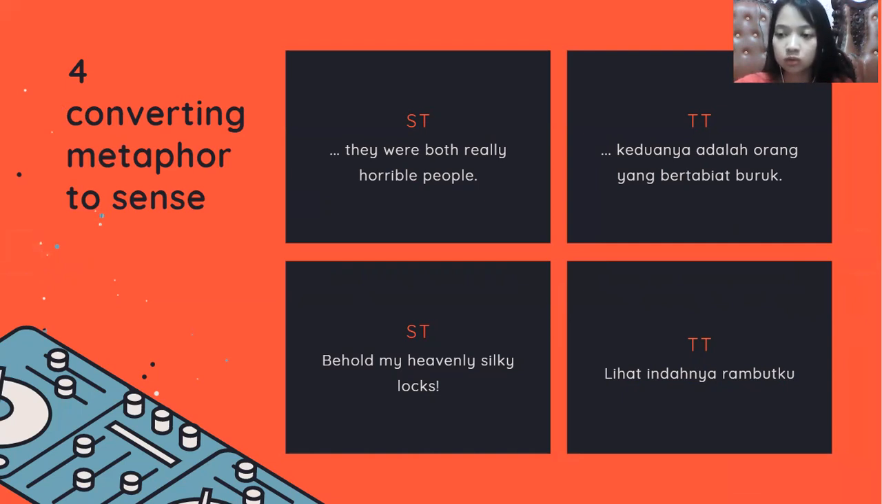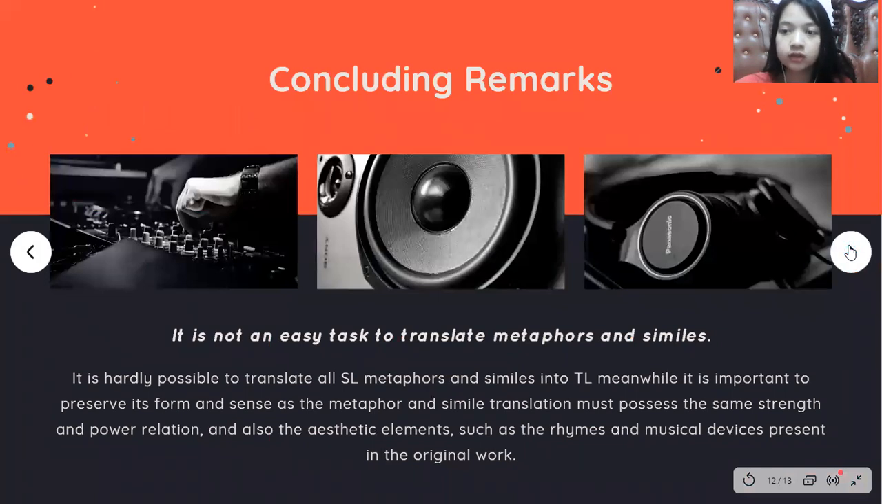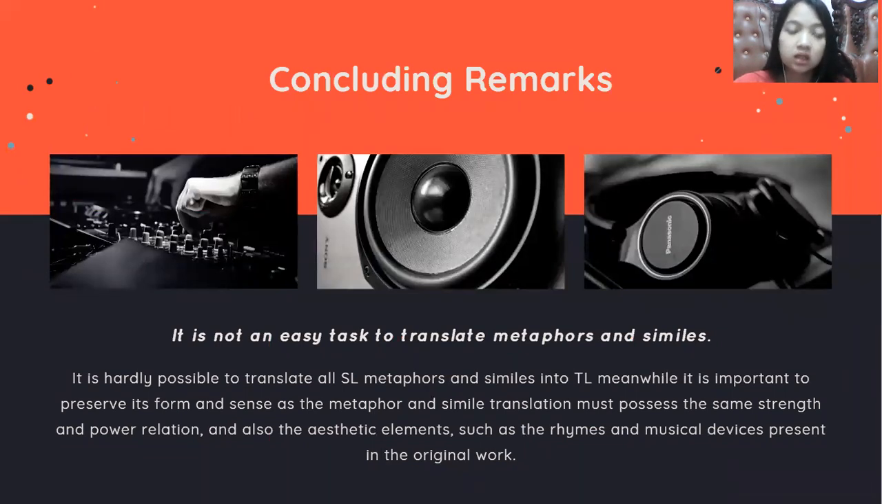"Lihat indahnya rambutku jika kau buka kaos kakiku." So to make the rhyme, ku in the final position of the line. So there are four strategies in translating metaphor and simile in James and the Giant Peach, and in its Indonesian translation version, James dan Persik Raksasa. And from these findings, we know that it is not an easy task to translate metaphors and similes.